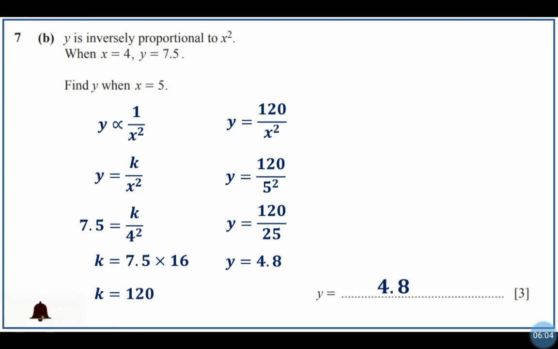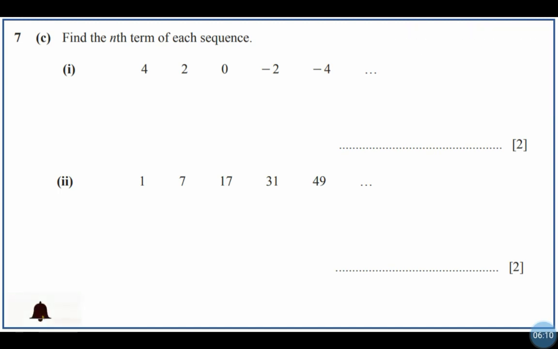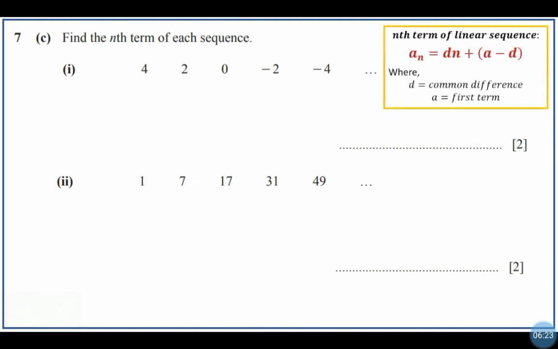You get 3 marks. Let's move on to letter C. For letter C, find the nth term of each sequence. 4, 2, 0, negative 2, negative 4. You will notice that it is a linear sequence.